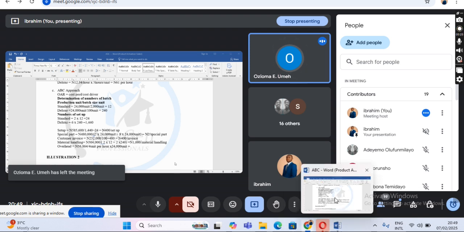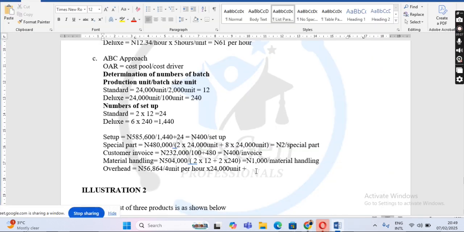Five times 24 units. Okay. You know how we call figures. Five what? Units per hour. 5 units per hour times what is the number of units produced? 24,000, right? 24,000 units. So when you multiply 5 times 24,000 units, right?